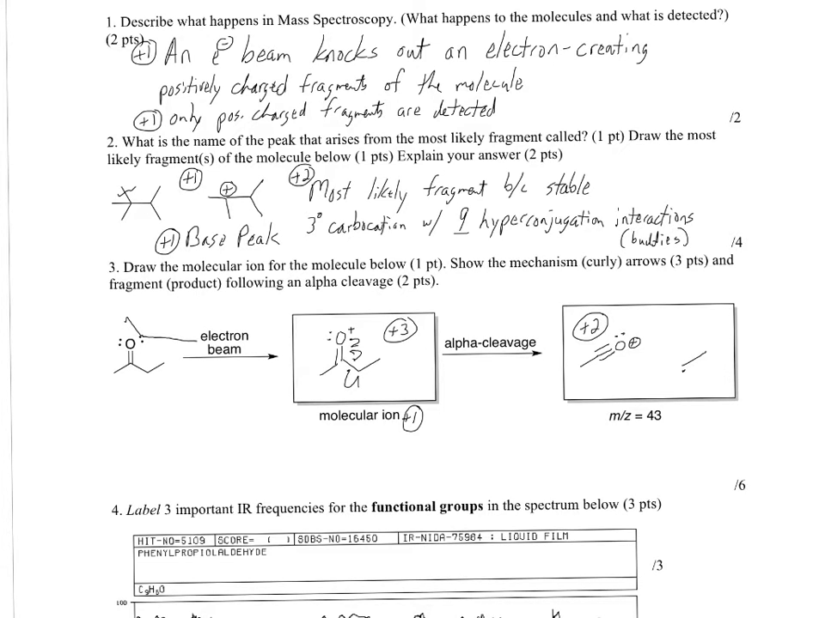Take a look here for number 3. Again, draw the molecular ion for the molecule below. Show the mechanism, curly arrows, and fragment product following the alpha cleavage. An electron beam knocks out an electron from a lone pair, and you get a molecular ion. At this point, you can do an alpha cleavage. This is the alpha carbon, and it's going to break the bond there, and you get a new pi bond to oxygen and a radical there, as we remove those electrons.